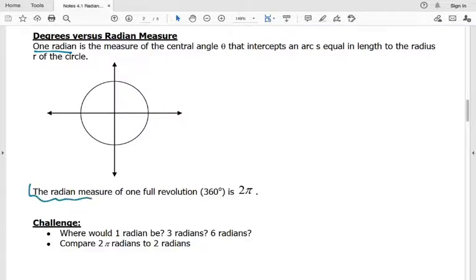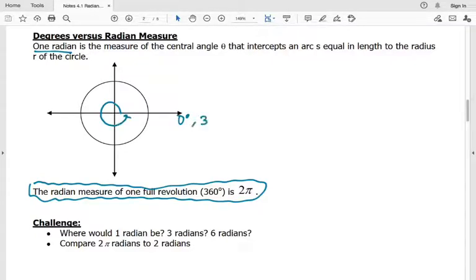I also think you need to know that the radian measure of 1 full revolution, 360 degrees, is the same thing as 2 pi. So if we start here at 0 degrees and we do 1 full circle around, we know that that's 360 degrees, or it's also considered 2 pi.